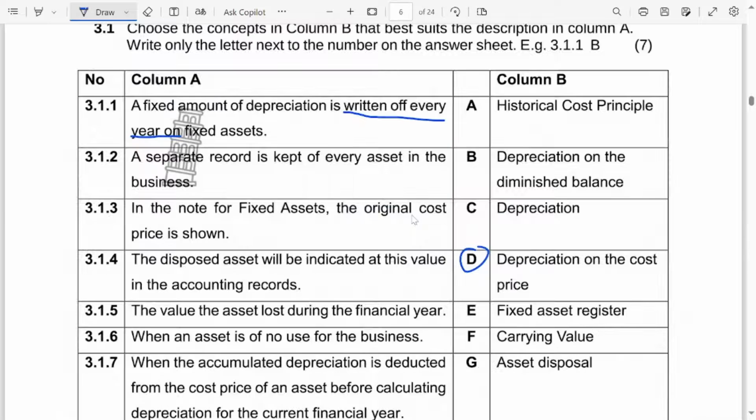And then, a separate record is kept of every asset in the business. Which one is that? That is the fixed asset register, because in the fixed asset register, we record assets individually, meaning that every fixed asset has its own fixed asset register. So the answer is E.